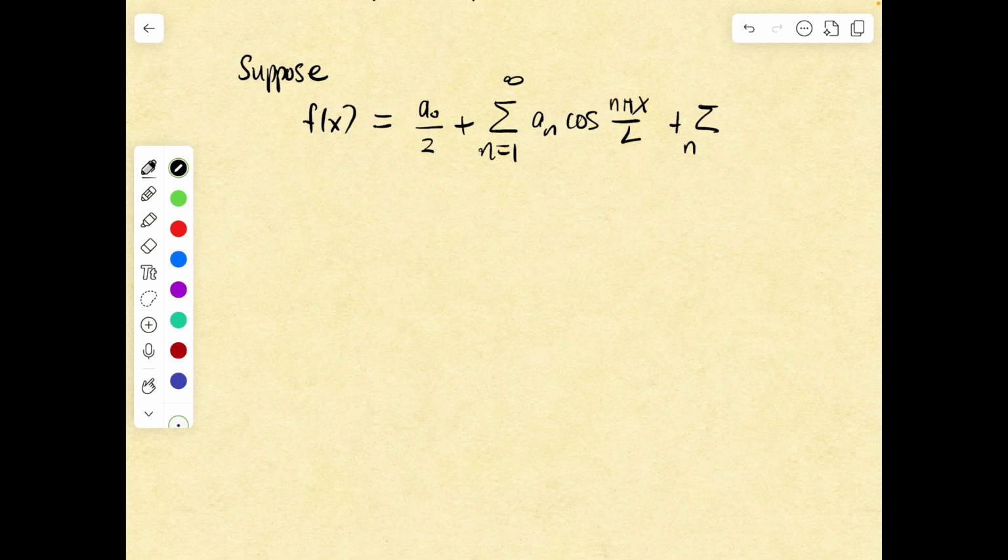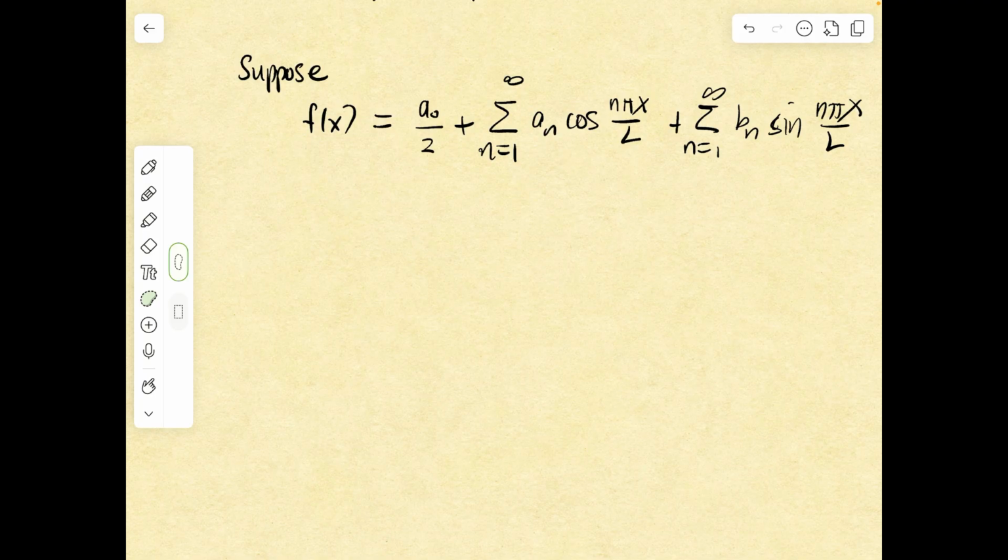Suppose you have a function f that can be written as a sum of cosine and sine. It's going to have some constant term, which I'll call a sub 0 over 2. For a constant, it would just often be called c or just a sub 0. The reason we're going to write a sub 0 over 2 here will be clear once we find the formula for a sub 0.